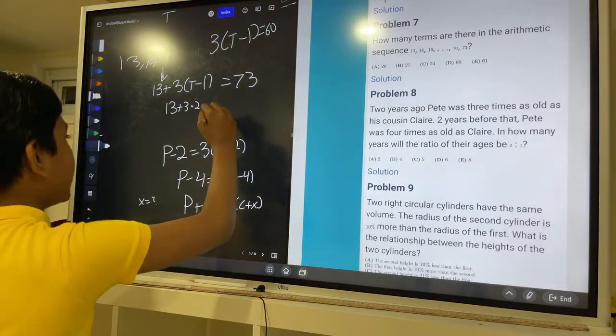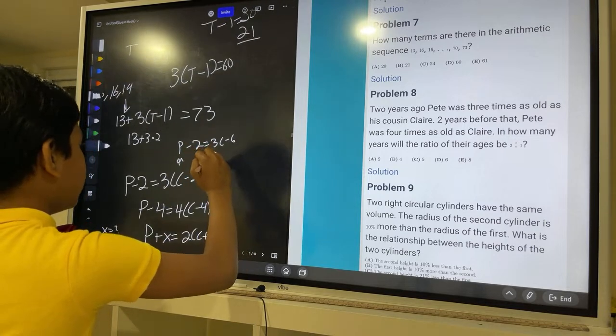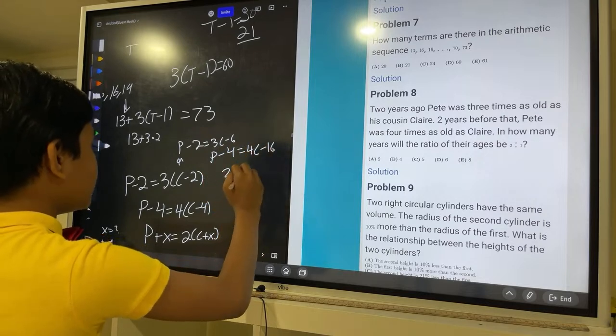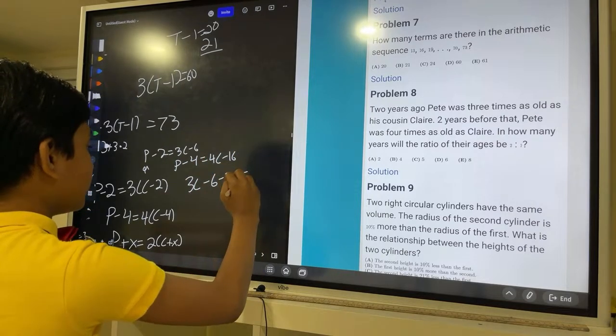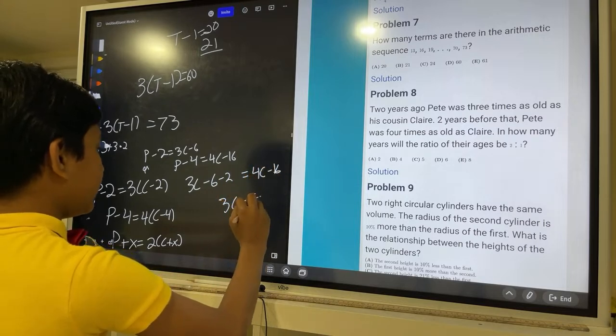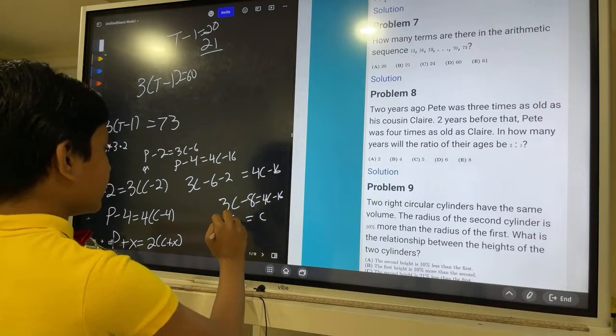That means p minus 2 equals 3c minus 6. And p minus 4 is 4c minus 16. So 3c minus 6 minus 2 is 4c minus 16. So 3c minus 8 is 4c minus 16. That means Claire is currently 8 years old.